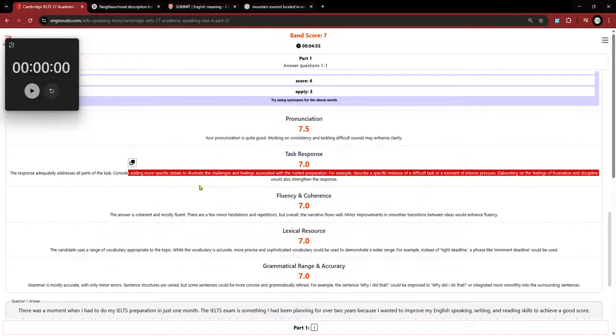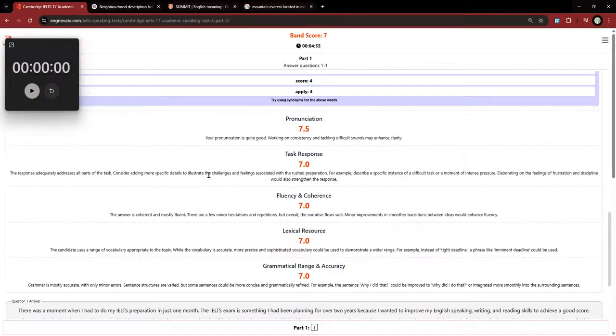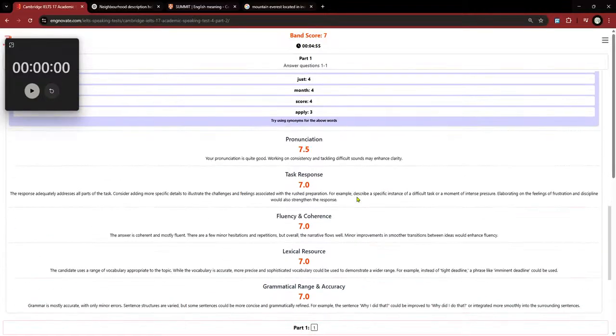Consider specific details that illustrate the challenge and being associated with the rushed preparation. For example, describe a specific instance to difficult task moment. Okay, that makes sense. Frustration. But overall, the narrative flows well and minor improvement, smoother translation. Okay.